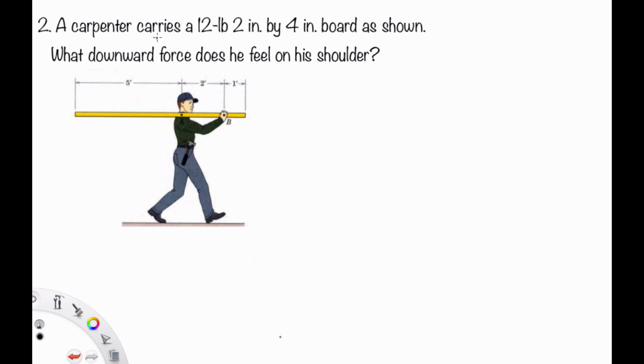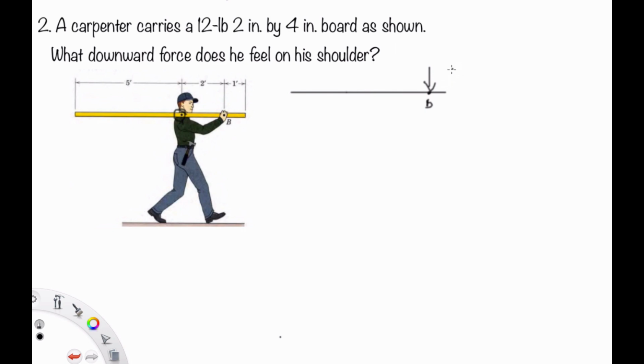A carpenter carries a 12-pound 2-inch by 4-inch board shown. What downward force does he feel on his shoulder? So the question is about the downward force that the carpenter feels on his shoulder. Firstly, you have to create the free body diagram, because it's very simple. Now from this free body diagram, you can see that B is here.